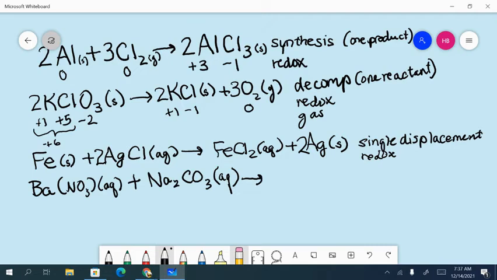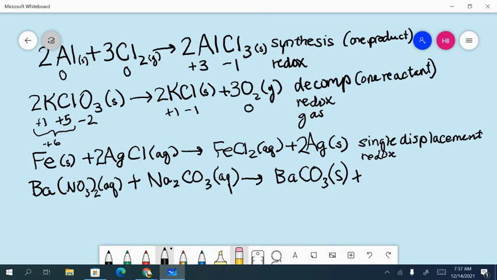So barium's not going to be with nitrate anymore. We're going to look on our solubility table in our reference packet. So barium's going to be with carbonate. And if you find barium on the left-hand side and run your finger over the carbonate ion, you'll see the letter I. That means it's insoluble. That means it's going to form a solid.